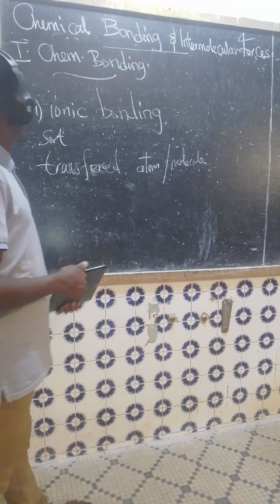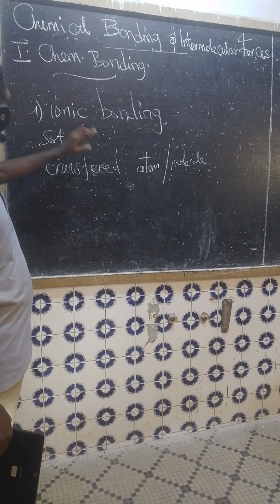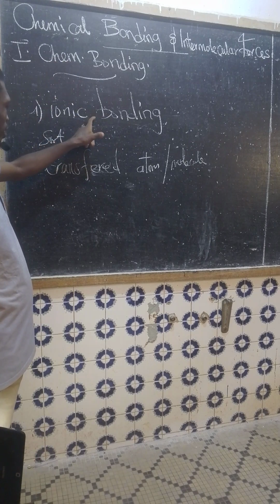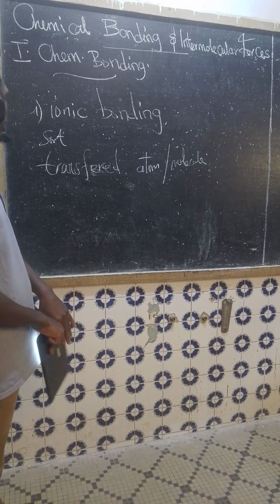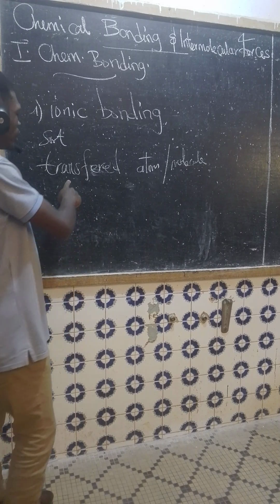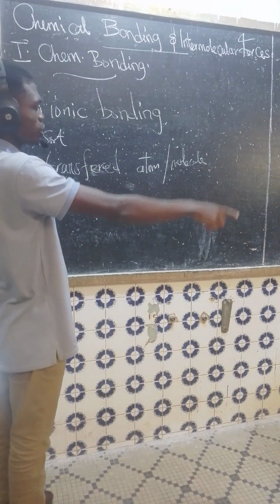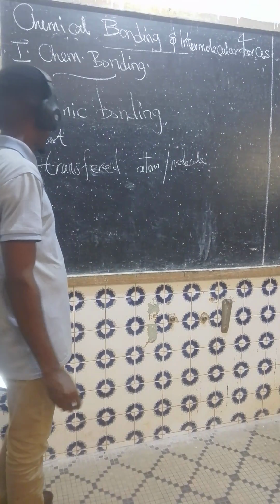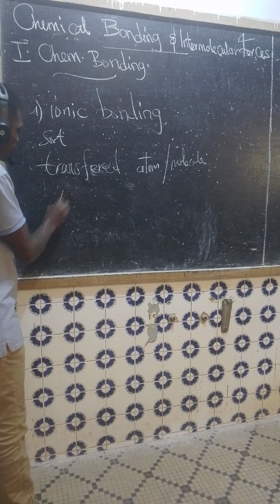Okay. Ionic bonding is one of the types of chemical bonding, and this type of bonding is characterized by a complete transfer of electrons. So in an ionic bond, there is transfer of electrons from one atom to another atom, or from a molecule to another. So an ionic bond may occur like this.